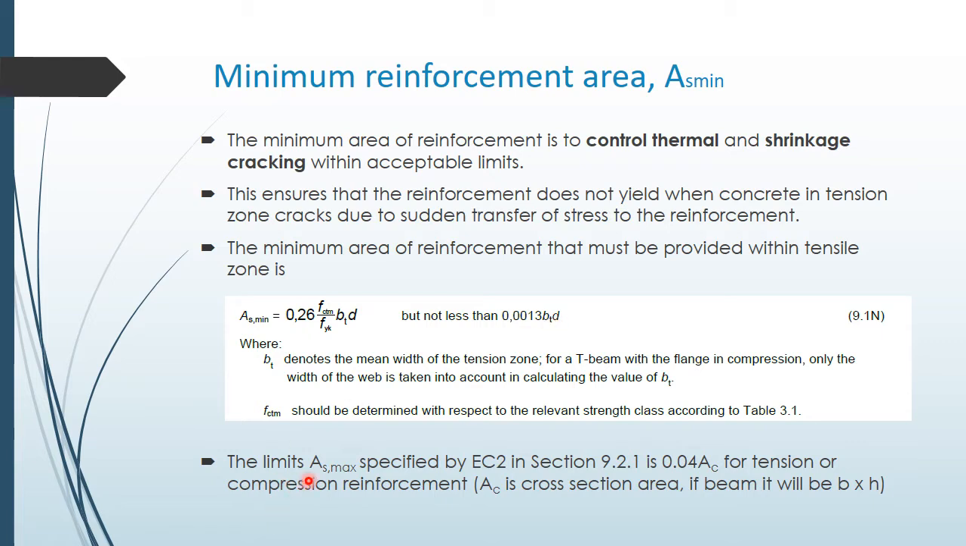For the limit of As,max, we use the formula of 0.04 Ac. Ac is the cross-section area. For a beam, it will be b times h. We calculate As,min and As,max after we determine our area of steel reinforcement for the beam. We must make sure that our As is within the range of As,min and As,max.